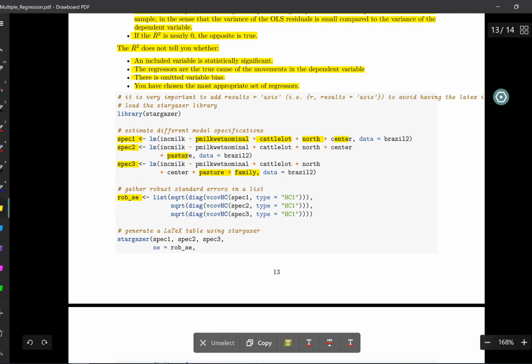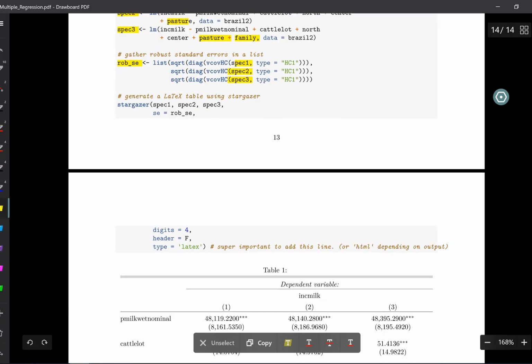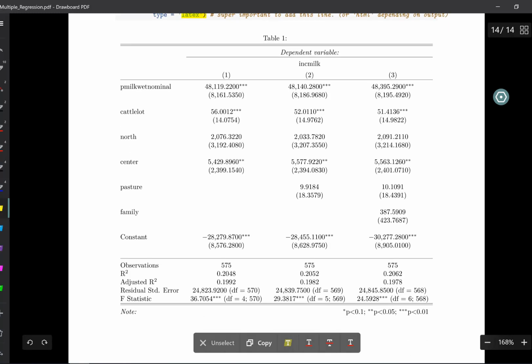We gather the robust standard errors. The only things we change here is the name of the models. And then we use Stargazer. We pass the three names of the model. Robust standard errors, we typically don't change that name. I'm going to put the digits equal to 4, and I'm using that the type is LaTeX because the output is a PDF. And then we get the table with results.